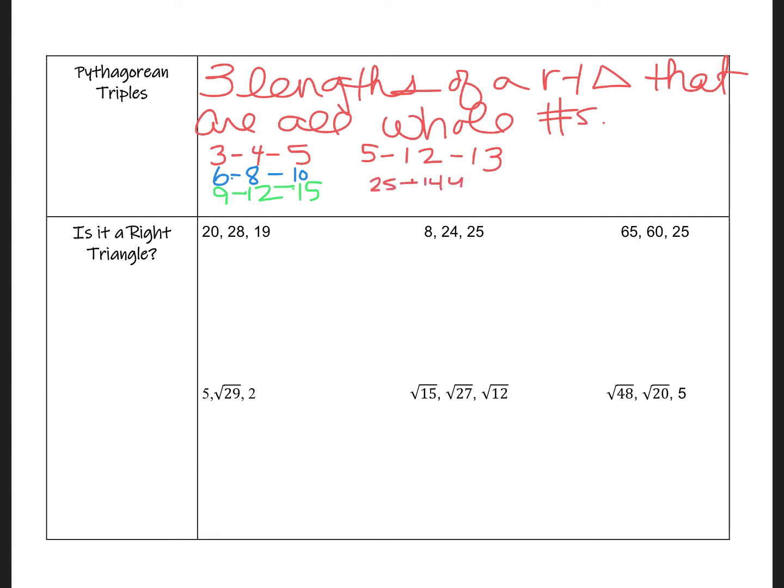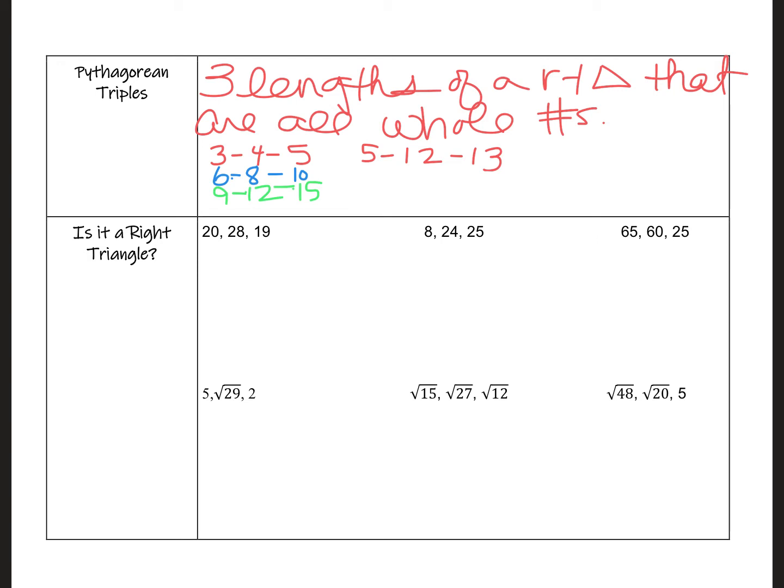25 plus 144, if I add that together, I'm going to get 169, which is what 13 squared is. So that does work. Just wanted to show you that, but I'm going to erase this because I want to write down the doubles and the triples of that.